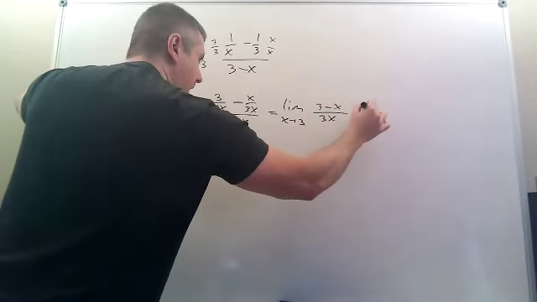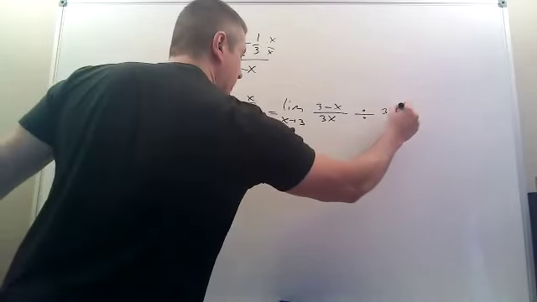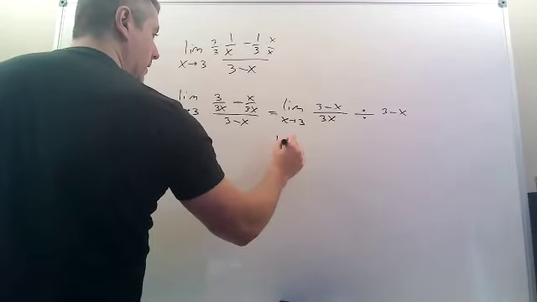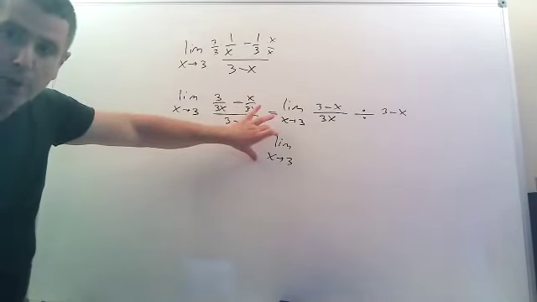And I am dividing that, right? Dividing that by 3 minus x. I think you see what's about to happen. I'm going to do my keep change flip now. I'm going to write, and again, I got to write lim. Write this till you plug in.